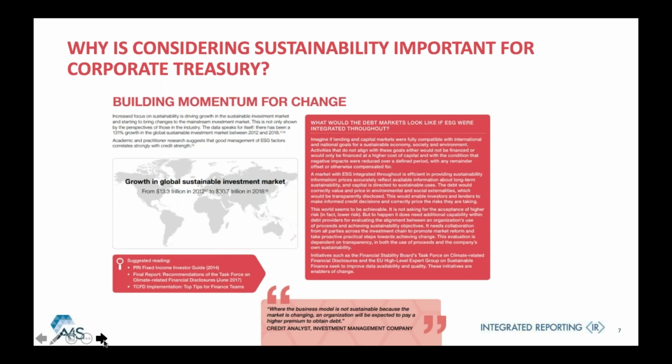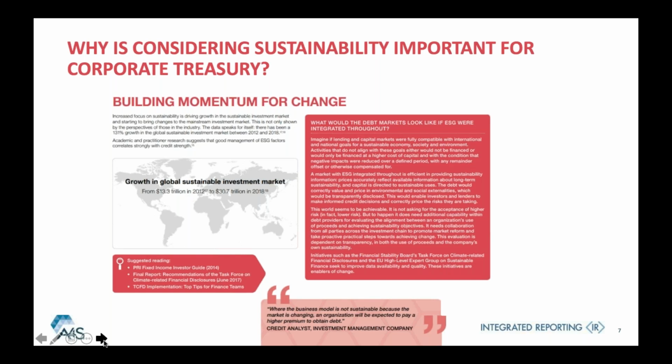One of the things this guide really brings home, though, is that the slice of the market that is currently considered sustainable finance, such as green bonds and impact investing, is still really very small. What we as a society need to achieve is for the same ESG concepts and methods to be incorporated into mainstream finance. A market willing to have ESG integrated throughout is efficient in providing investors and lenders with ESG information. The prices would accurately reflect available information about long-term sustainability, and capital would be directed to sustainable uses. That's what we're hoping for.